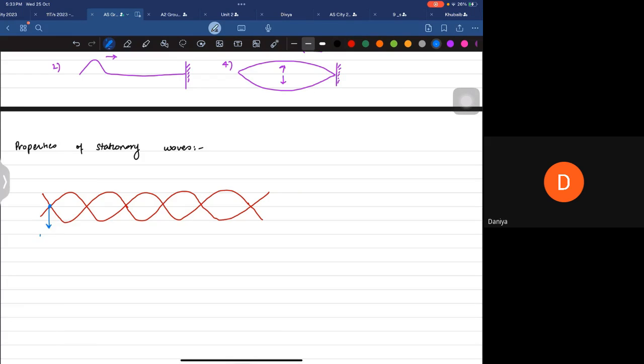are called nodes. This will be a node as well, and this will be a node as well. We generally denote it with capital N. The parts that are moving up and down, at the center between two nodes, are called antinodes, and we generally write them with A, like that. All right, kids, please write this down.